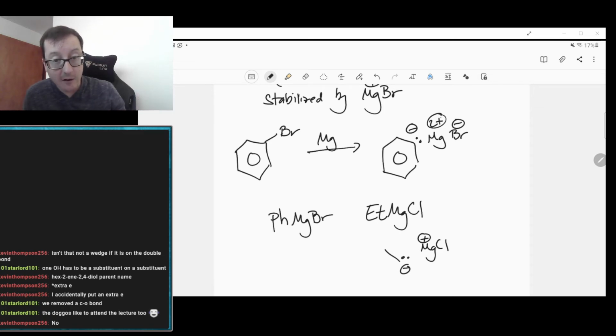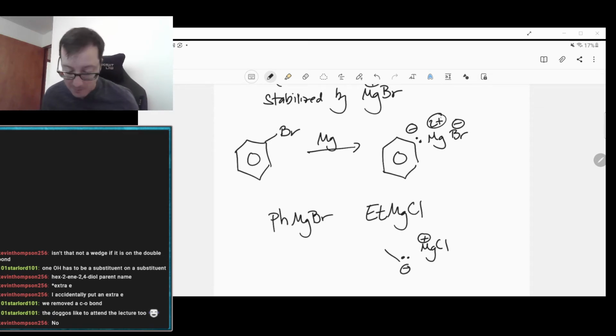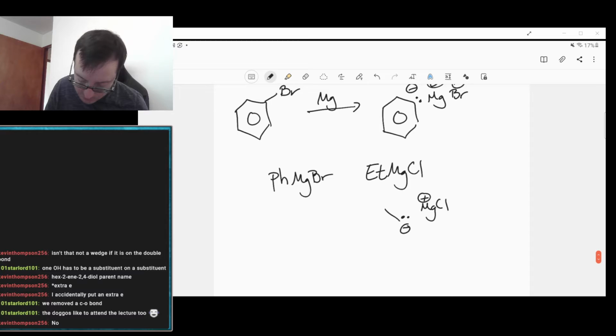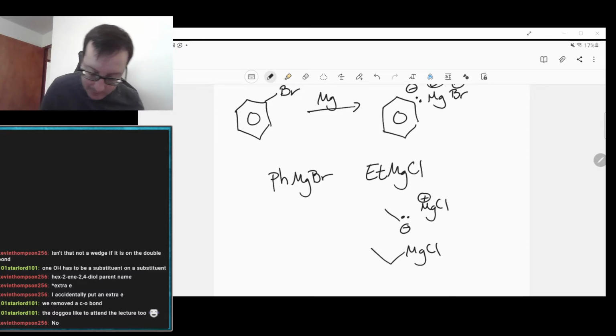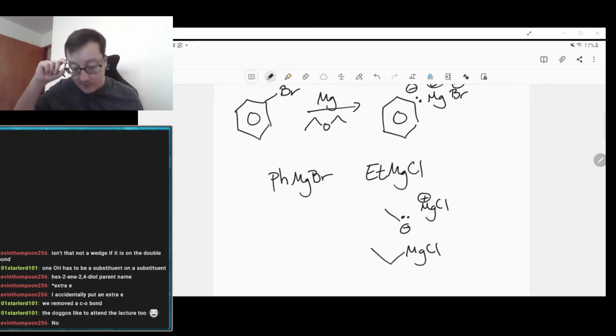Really, what this is, it's ionic, essentially, although we may draw it as a covalent species. Typically, by the way, you do these in ether. That's your most common solvent.